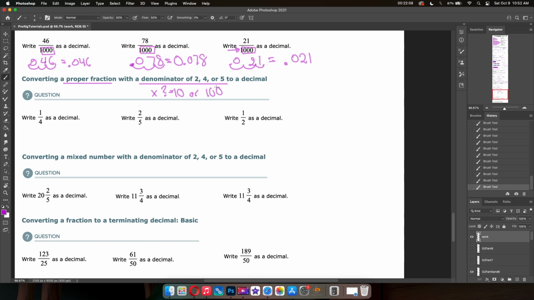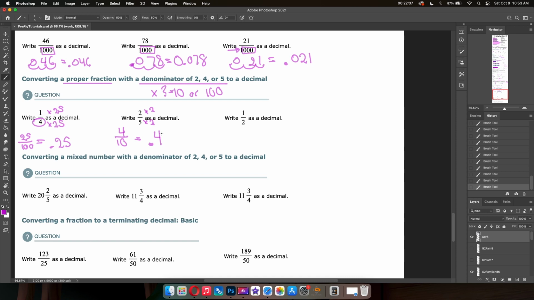So for example, if I'm looking at 1/4 as a decimal, I can't get that to a 10, but I can get it to 100 if I multiply by 25. So I'm going to multiply by 25. That gets me 25 over 100, which gets me 0.25. Over here, can I get it to a 10? Yes, I can. I multiply by 2. That gets me 4 tenths, which gets me 0.4.